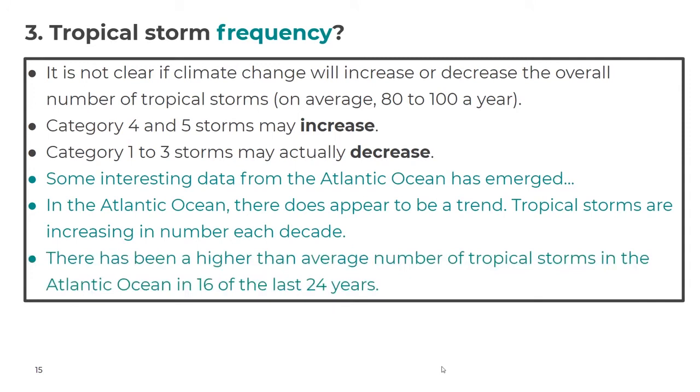Also, there has been a higher than average number of tropical storms in the Atlantic Ocean in 16 of the last 24 years. Now, we are aware that the sea surface temperatures on our planet have been increasing. So since 1880, they've increased by 0.9 degrees Celsius. So it could suggest that climate change is already affecting or influencing our tropical storms. However, there's still a lot of work to do around ensuring that we can accurately predict what will happen in the future.